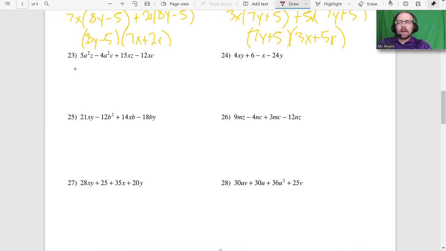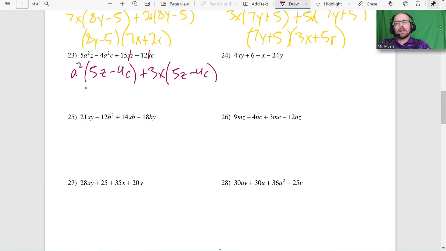All right. a squared, 5z minus 4c. I don't know why that was so tricky. Plus 3x. Okay. 5z minus 4c. Ooh. 5z minus 4c and a squared plus 3x. All right, next.